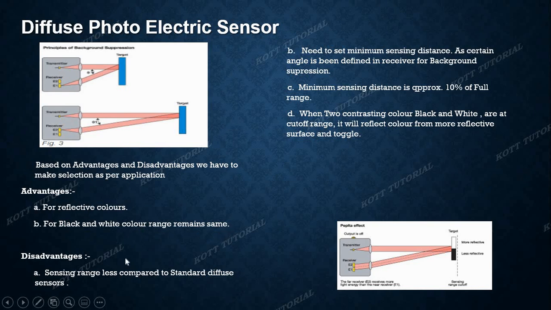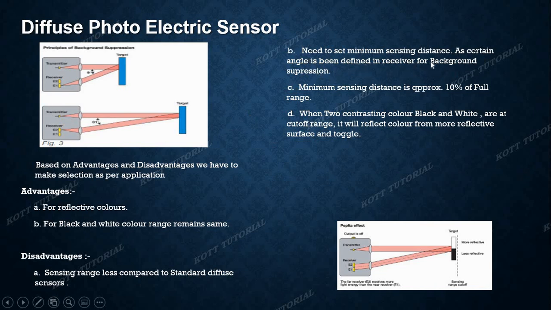Now what are the disadvantages? Sensing range is less as compared to standard diffuse sensor. Yes. See, for standard diffuse sensor we are having a very big sensing range as compared to our background suppression, but it cannot successfully detect a black and a white color at a fixed sensing distance. Need to set minimum sensing distance as a certain angle is being defined in the receiver for background suppression.